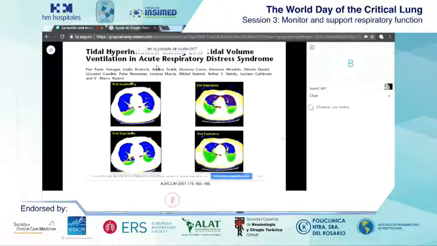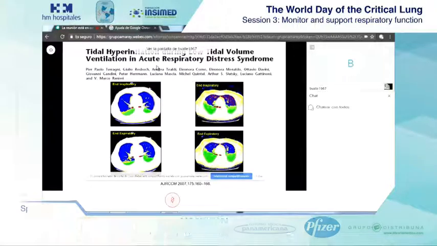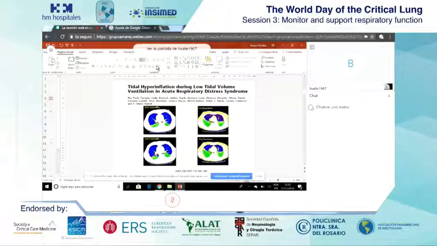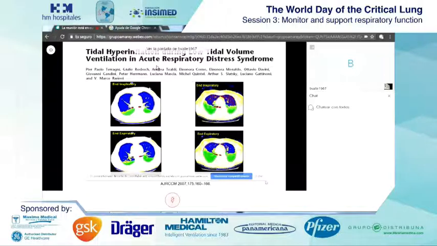The point is, when we choose the mechanical ventilation tidal volume by the predicted body weight, we do not take into account the severity of the lung injury. We can see in this paper, when we have a less severe lung, 6 ml per kilo can be fine. But on the right, we can see that in a more severe injury, the same 6 ml per kilo can induce hyperinflation, mainly on the ventral areas of the lungs.